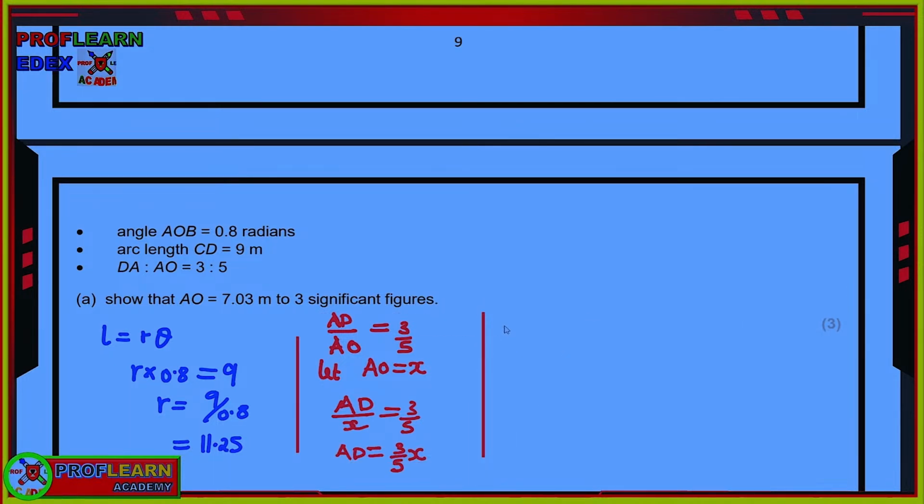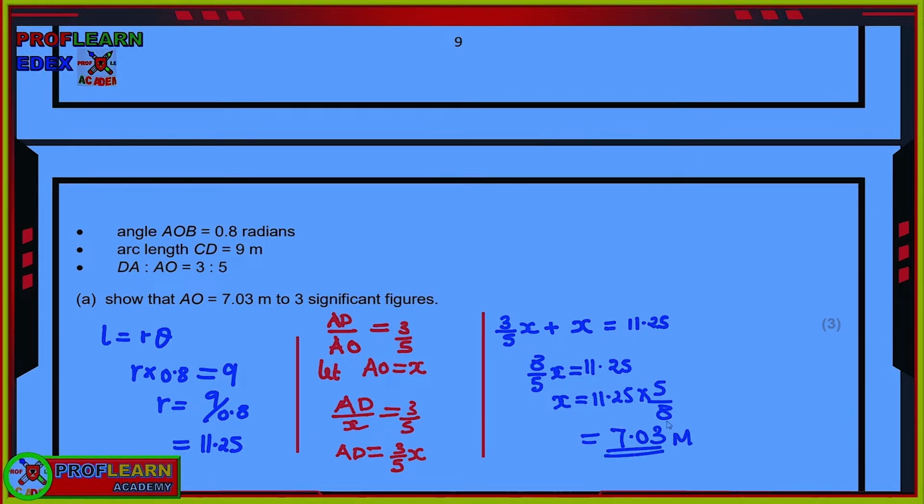And remember, whatever value we had gotten for r was the entire radius. So we are going to say 3/5 x plus x is going to give us 11.25. Then we can add these two together so that we can find the value of x, and our x is going to translate to 7.03. And this is in meters, which is our value of AO. I believe you've understood how to work it out.